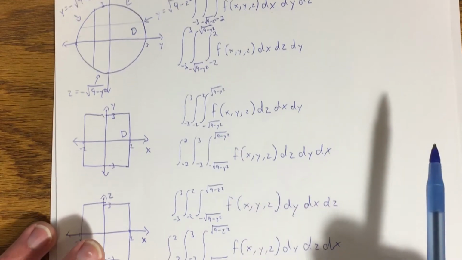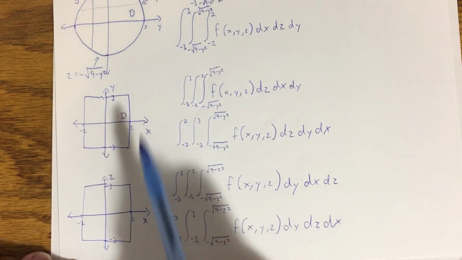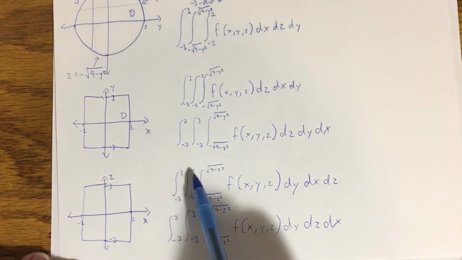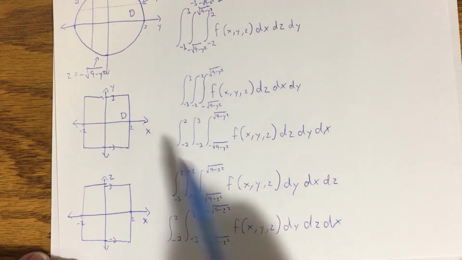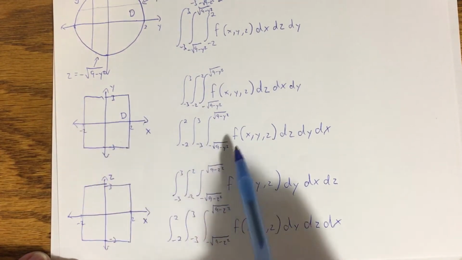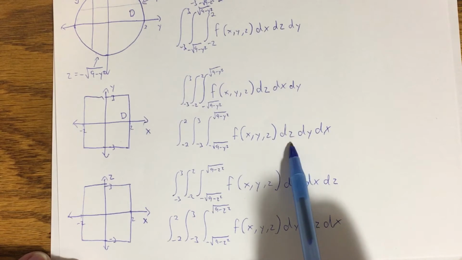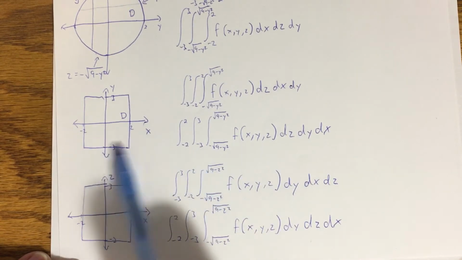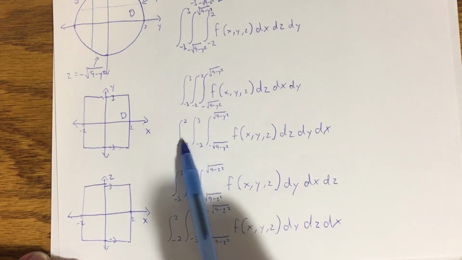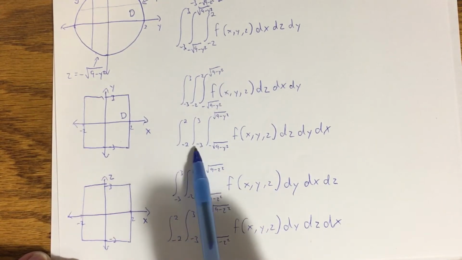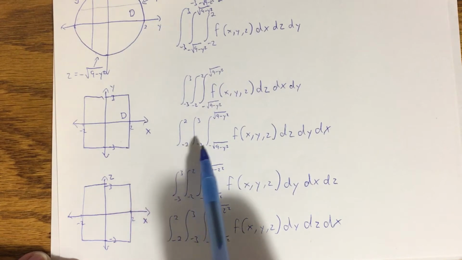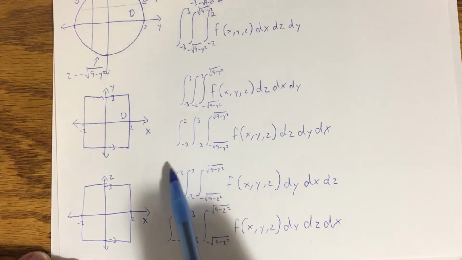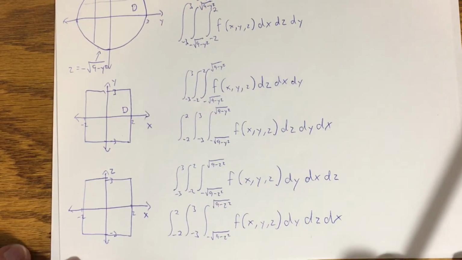If I wanted to still stick within this region, but switch the order of my 2 outer integrals, notice because I'm in the xy plane, my inner integral still needs to be with respect to z, but I can switch these two. Because it's a rectangular region, I don't have to rethink the limits of integration anymore. I just swap the original 2. That's the benefit of working with rectangles.